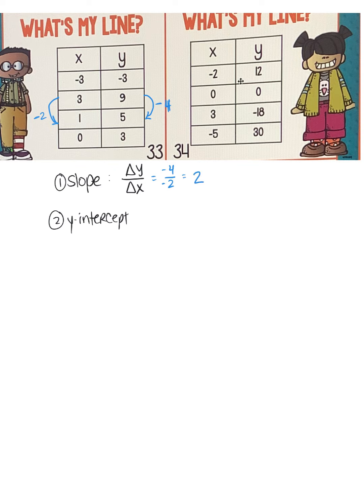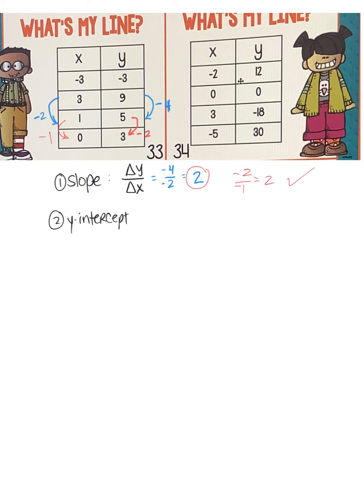Just for the sake of argument, let's take a look. If I chose 5 and 3, 5 got smaller by 2, and from 1 to 0 gets smaller by 1, which is going to give you negative 2 over negative 1, which still gives you 2. So you just have to be careful which 2 points you're using. Okay? They're always going to give you the same slope because you can find slope using any of the points on that line. All right, moving on.